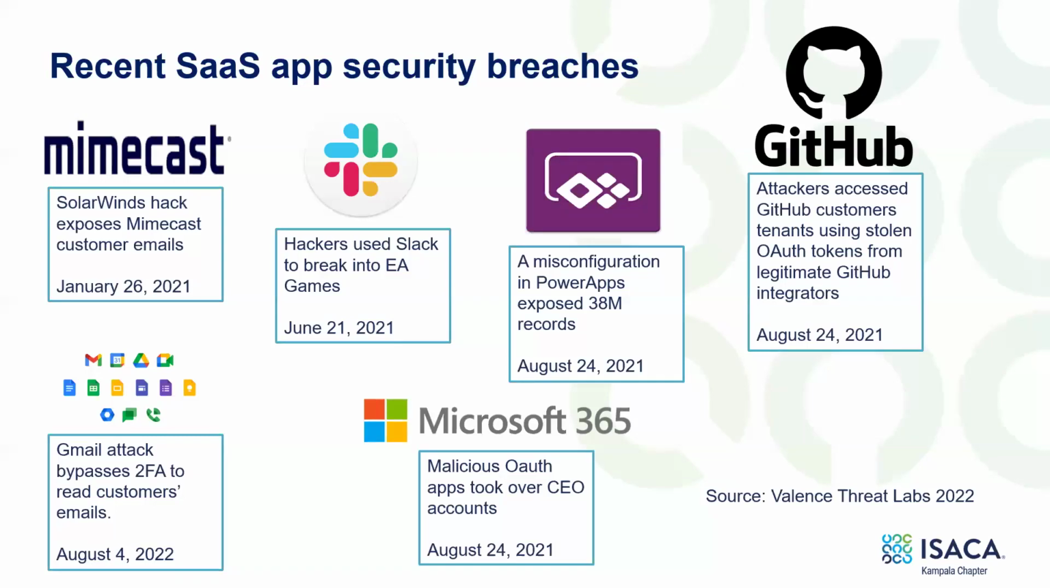Then we also have one which occurred on August 4th, 2022, where 2FA in Gmail was bypassed to read some customers' emails. And then the last one I will highlight is the one which happened in 2022, where attackers stole OAuth tokens from legitimate GitHub integrators to access GitHub customer tenants. So we realize that these apps are in our environments and they are being targeted by hackers.